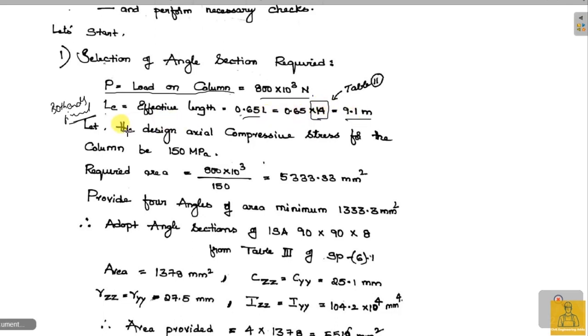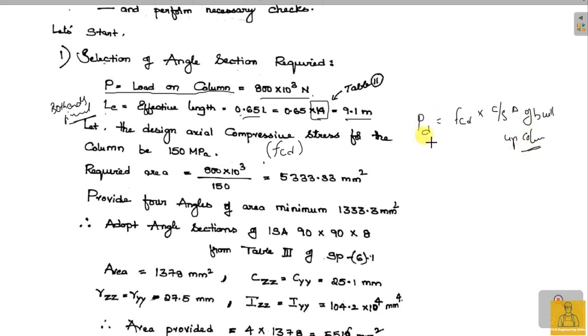Now we have to assume the value of design axial compressive stress. FCD is the notation for this design axial compressive stress. And now we use a simple equation: PD is equal to FCD into the cross-sectional area of the built-up column.